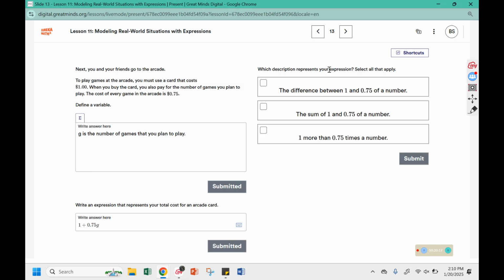Which description represents your expression? Select all that apply. The difference between 1 and 0.75 of a number, well, we don't have subtraction, so we don't want the difference. The sum of 1 and 0.75 of a number, that would work. Or 1 more than 0.75 times a number. That one would also work. The word more indicates addition, and the word sum indicates addition.